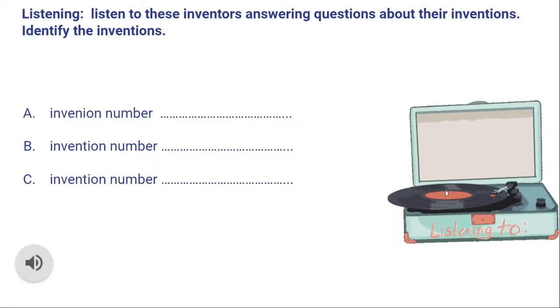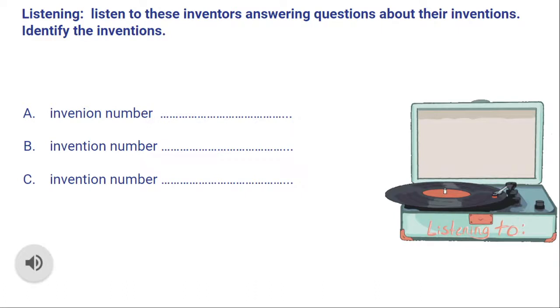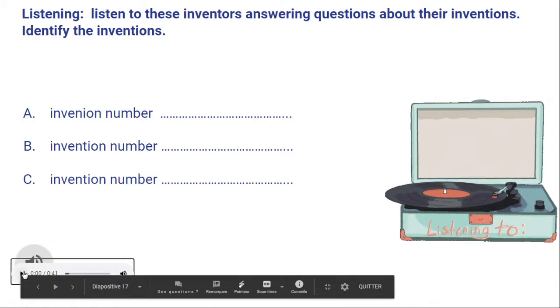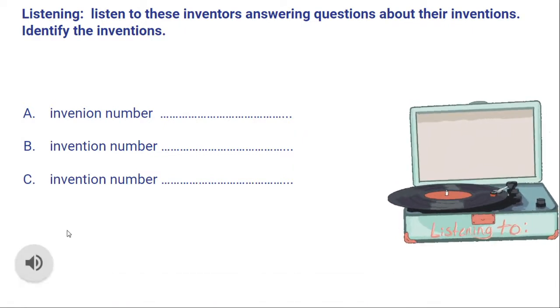Listening. So, listen to these inventors answering questions about their inventions. Identify the inventions. So let us listen together, and I think it is quite easy, let's say, to identify which invention the speaker or the inventor is talking about.